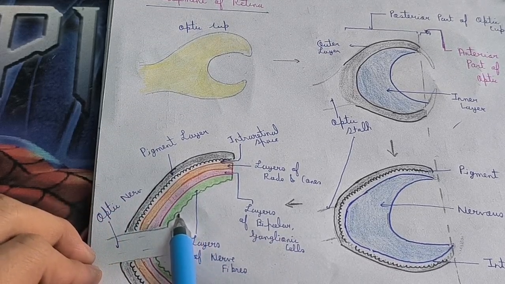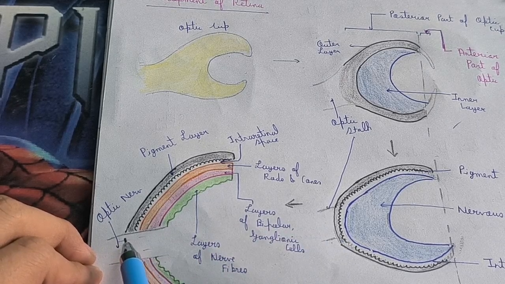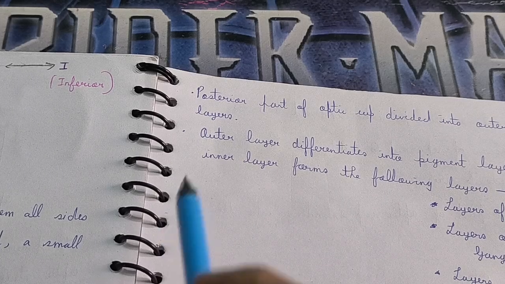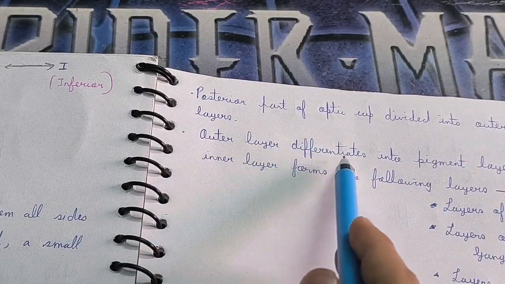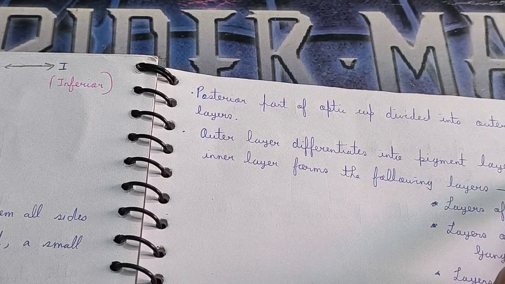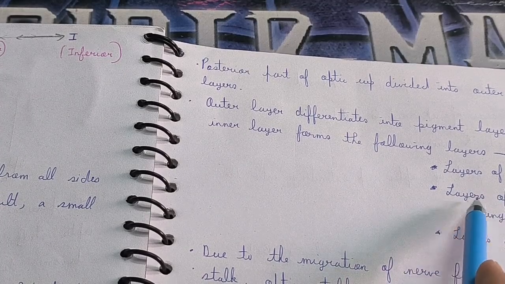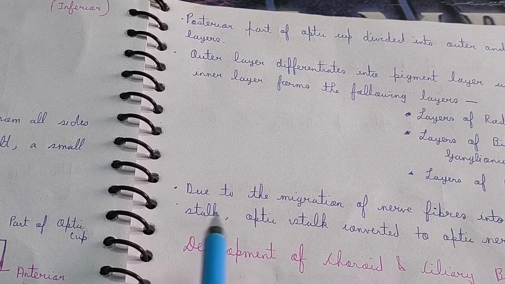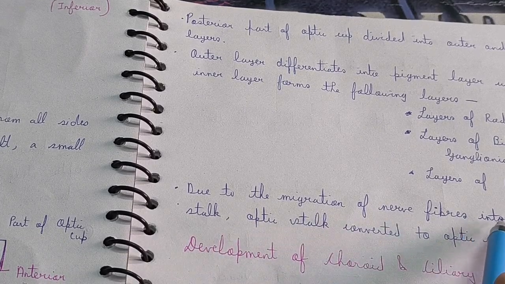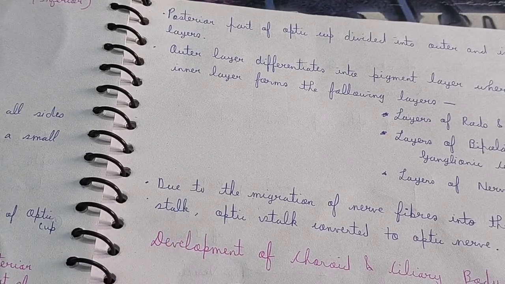And again, when these nerve fibers move into this optic stalk, the optic stalk is converted to the optic nerve. So that's all I have written: the posterior part of the optic cup is divided into outer and inner layers. The outer layer differentiates to form the pigmented layer, whereas the inner layer forms the following layers: the layers of rods and cones, the layers of bipolar and ganglionic cells, and the layer of nerve fibers. And finally, due to the migration of nerve fibers into the optic stalk, it is converted into the optic nerve. That's all about the development of the retina.